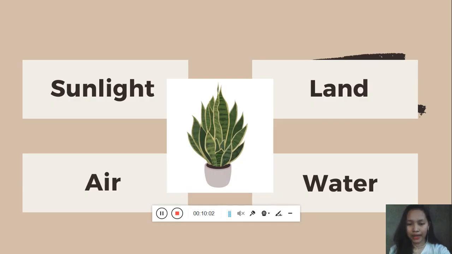Okay. So next, let's have a different scale. We have here a snake plant. The sunlight, land, air, and water are the variables that keep it alive. So if one of these is taken away, like the land, will this snake plant survive? Of course not, right? It won't survive, because it needs those variables in order to survive.